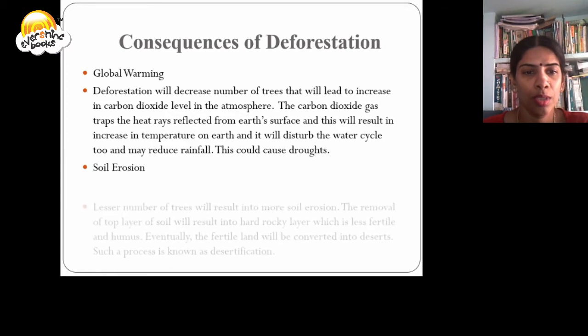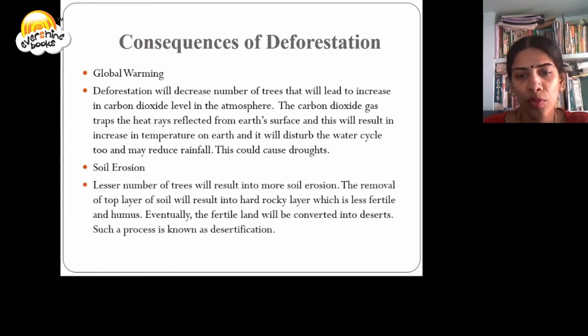Soil erosion. The fewer the number of trees, the more will be the soil erosion. The removal of the top layer of the soil will result in a hard rocky layer which is less fertile and lacks humus. Eventually, the fertile land will be converted into deserts. We call this desertification, and the removal of the top layer of the soil is called soil erosion.